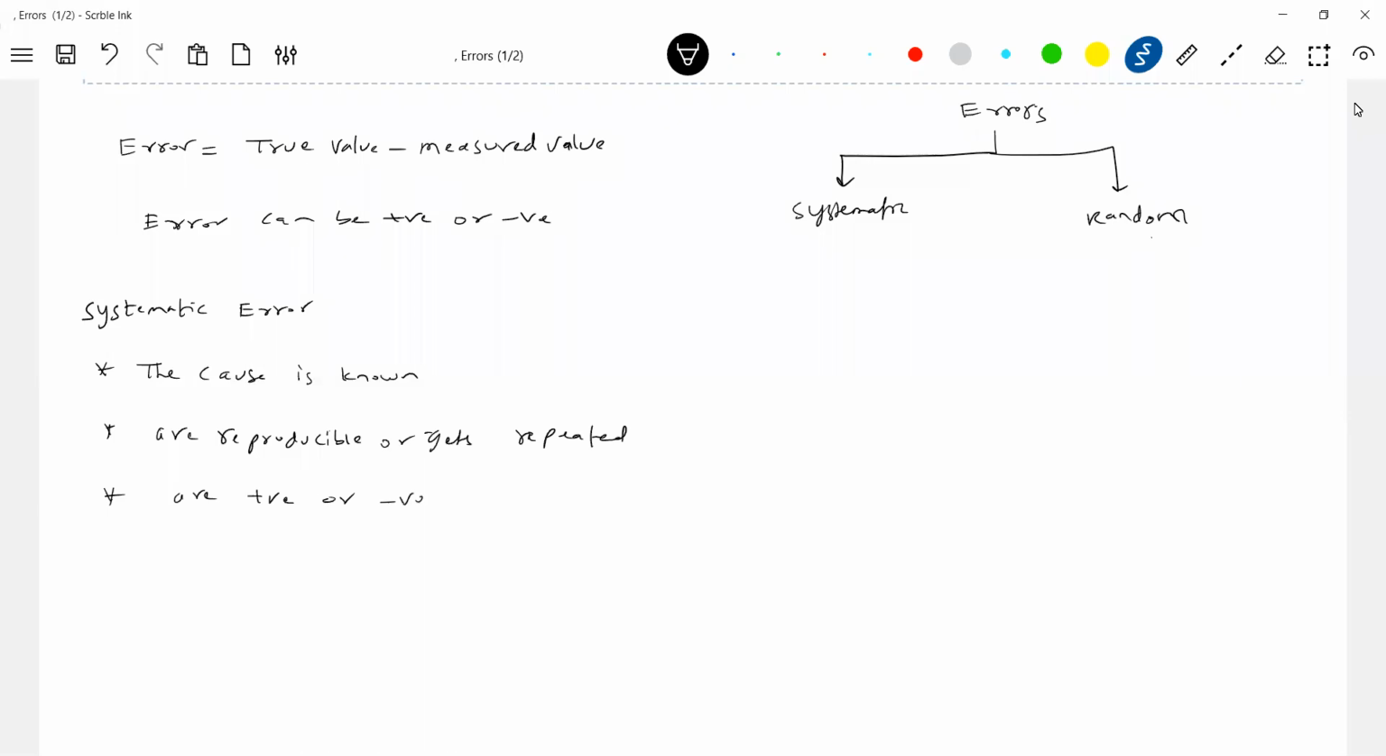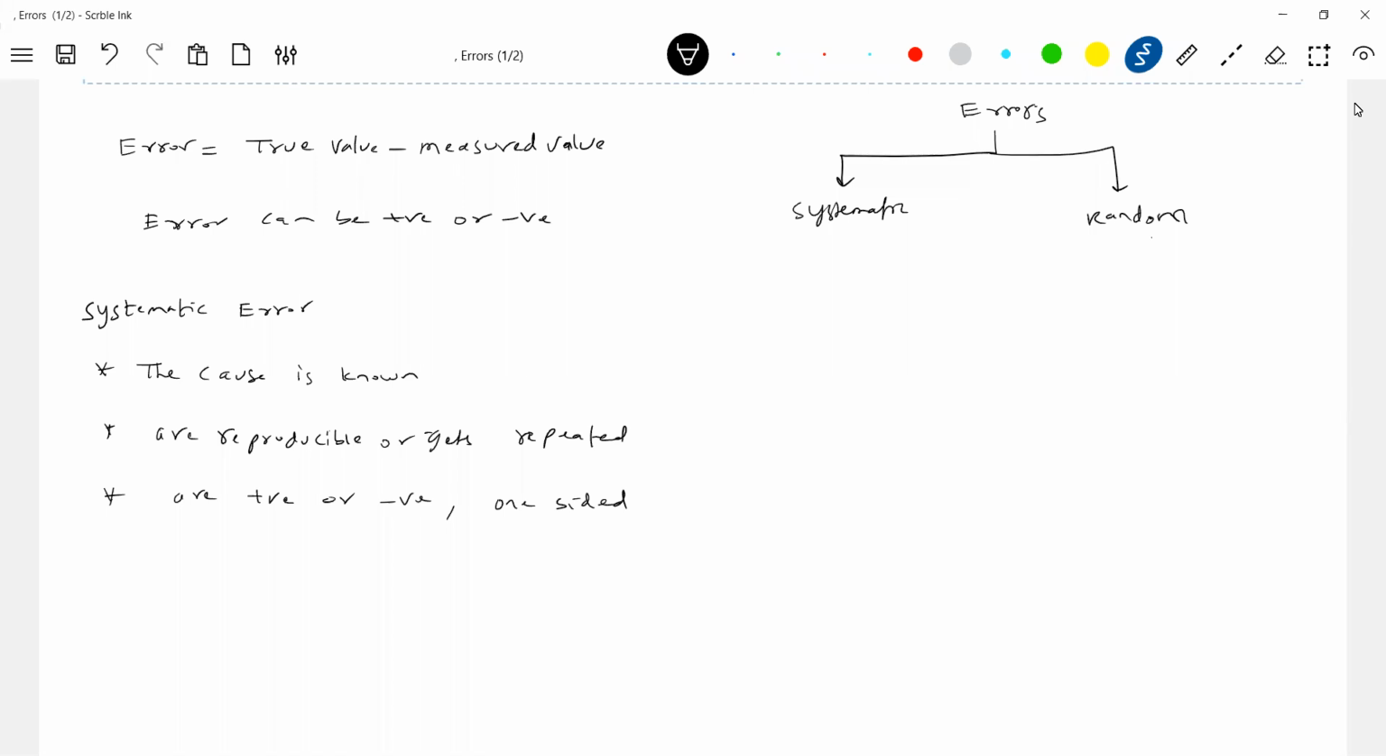It will be either positive or negative, one-sided. If you do that experiment, if the systematic error is positive, it will always be positive; if it is negative, it will be negative only. It cannot be positive for one value and negative for another. I'm not saying maybe. If it is positive, it will remain positive; if it's negative, it stays negative. It is one-sided.